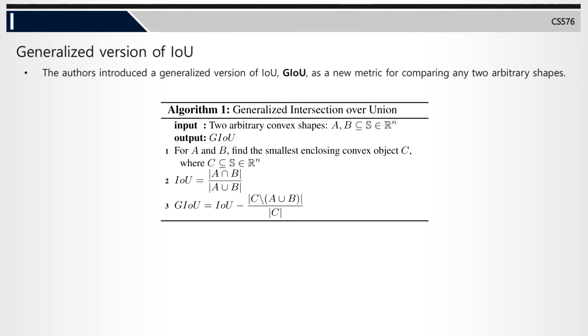So, the authors introduced a generalized version of IOU, GIOU, as a new metric for comparing any two arbitrary shapes. Let's see how it is defined. We can obtain GIOU by subtracting this term from IOU. Here, C is the smallest enclosing convex object. I will elaborate this more with an example.